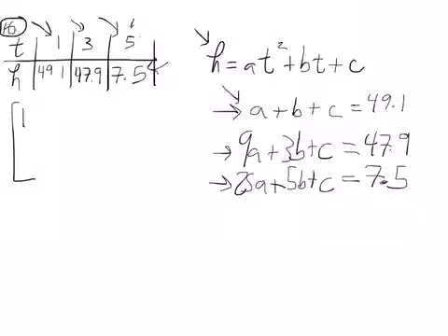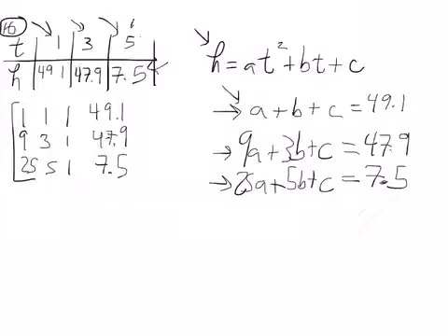In the first equation, I have 1A, 1B, 1C. The solution is 49.1. In the second one, I have 9 A's, 3 B's, 1 C. Solution is 47.9. And then the last one, I have 25 A's, 5 B's, 1 C. Solution is 7.5. And that 47.9 is a little messy, so I'm going to try and clean it up.